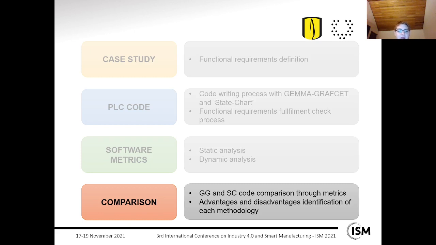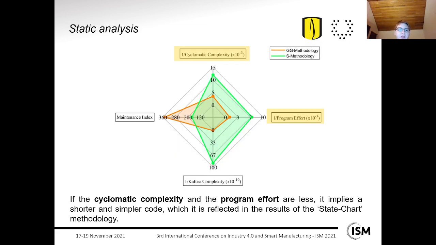So as we established how we are going to obtain the data, we can make the comparison now. And at this point, we are going to try to find the advantages and disadvantages of each methodology. For the static analysis, we obtain a spider plot. In the green area, we have everything related to the state chart methodology. In the orange, we have the GEMMA-GRAFCET methodology.